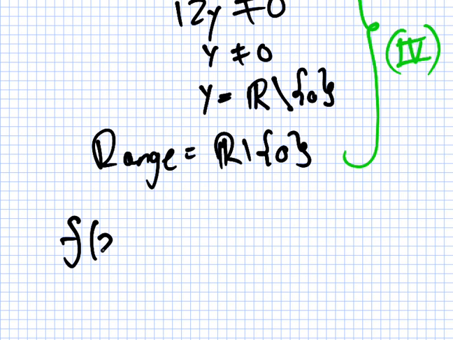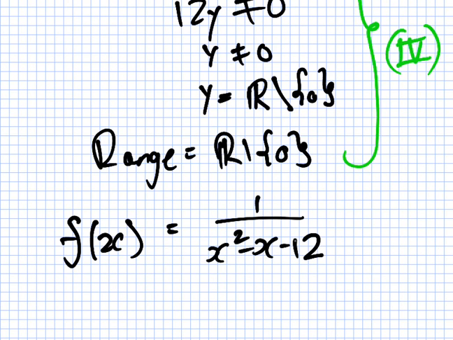It's actually 2e. F(x) equals 1 over x squared minus x minus 12. It's 2e. Here you go.